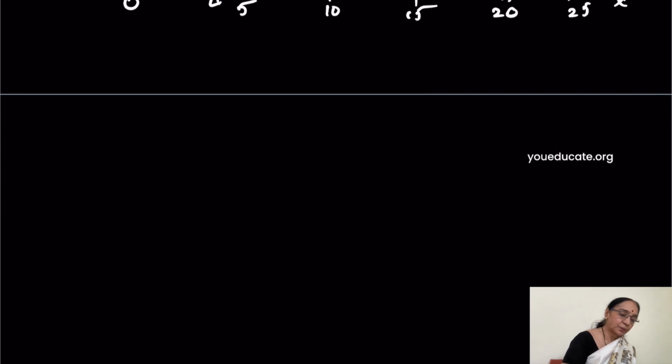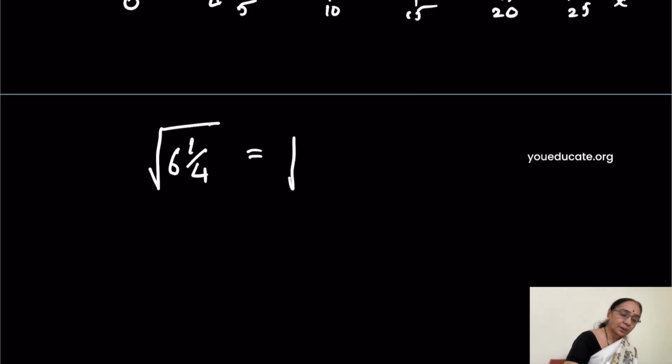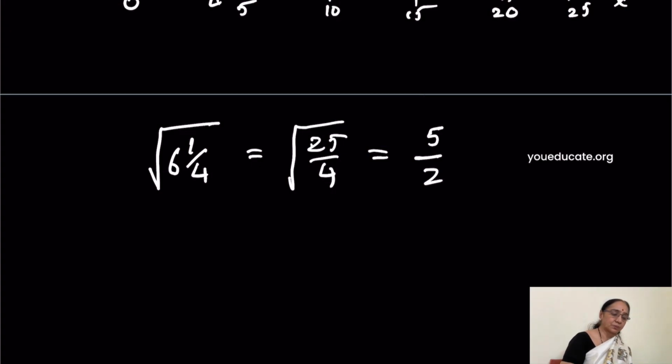Now let us find out the square root of 6 1 by 4. How will you find it? You can convert it into an improper fraction. 4 6s are 24 plus 1, 25 by 4. Now square root of 25 is 5 and square root of 4 is 2.